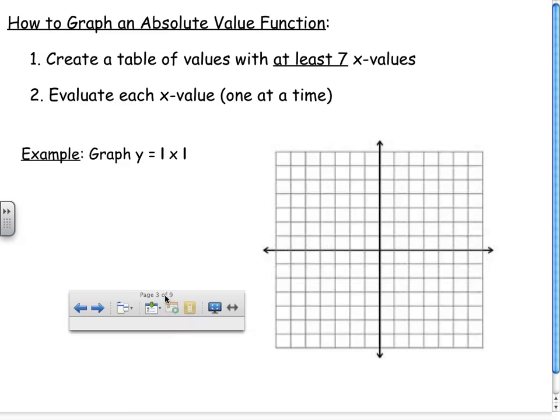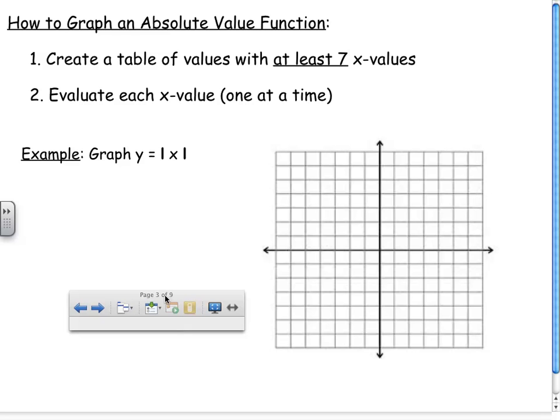Sometimes a function contains absolute value, meaning that the value of x is being evaluated using the rules of absolute value. To create an absolute value function's graph, it's very simple. Just like with other functions, we can create a table of values to figure out what are the y values that go with each x value. So what you're going to do is create a table of values that has at least 7 x values. The reason why I say 7 is because sometimes if you only do 3 or 5, you don't get an accurate picture of what the graph actually looks like.